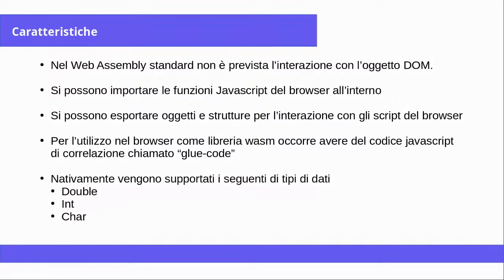function in the WASM. In WebAssembly there are only 3 native types: double, int, and char. There are no strings, but we will see the trick to use them next time.